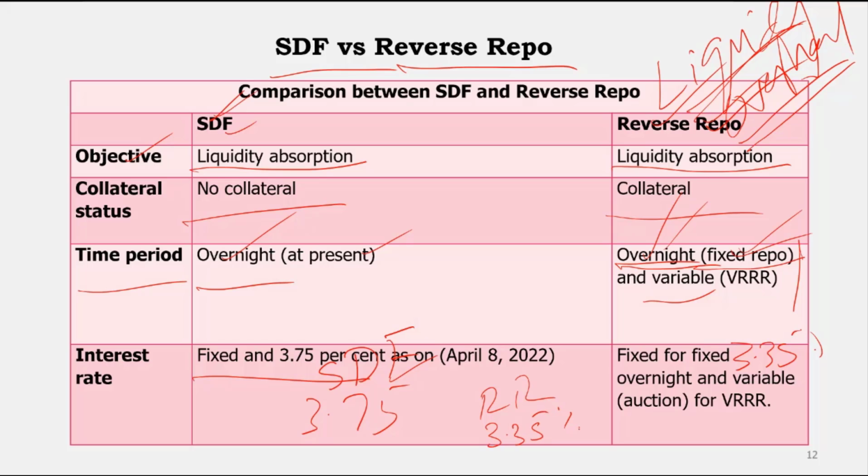The banks understandably will opt for the SDF, which has a higher interest rate. The RBI has fixed the SDF rate at a higher rate compared to the reverse repo operation to encourage banks to opt for the SDF, so that RBI need not give any collateral. That is a policy of the RBI. RBI understandably prefers banks to use SDF instead of the reverse repo operation. We can see what will happen in the future. Definitely banks will go for the SDF operation.